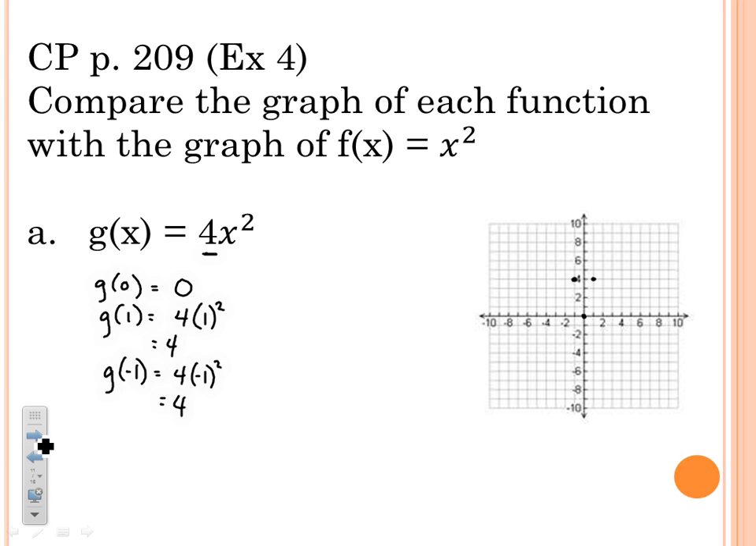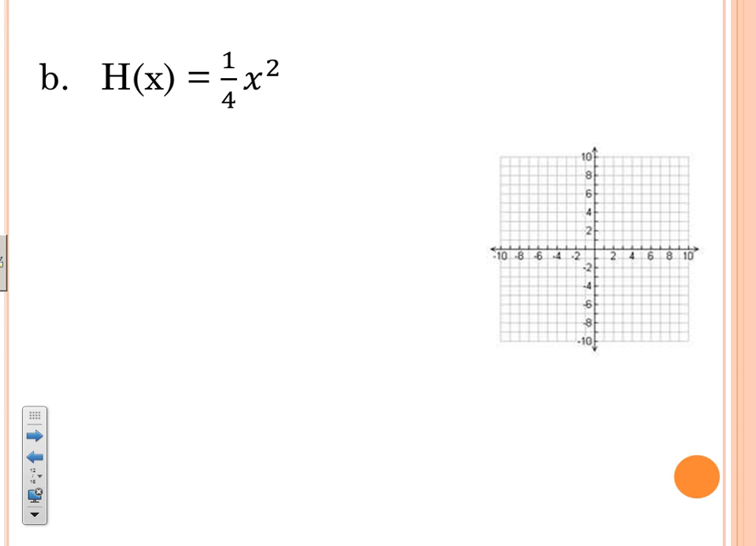So do you see how this is going to stretch? It's going to go up narrower and faster than the parent function did. It's going to be stretched. So let's take a look at this one.